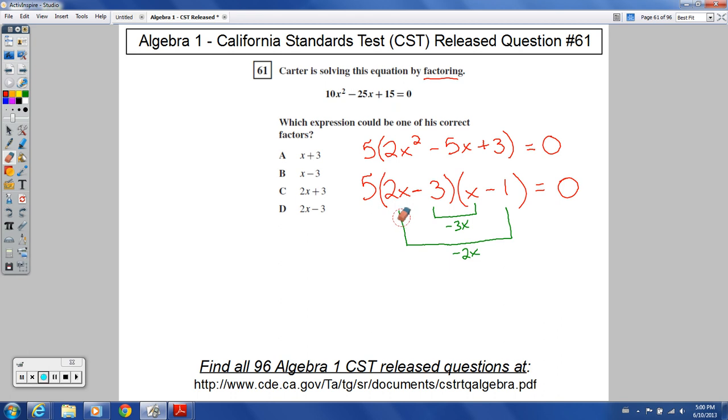And so it doesn't say we need to solve this equation. It just says we need to figure out which one of these is a factor. So it looks like we have our answer right there. The one that actually shows up over here that also shows up over here is right here. It's this 2x minus 3 factor that you see right there. That, for 61, is choice D.